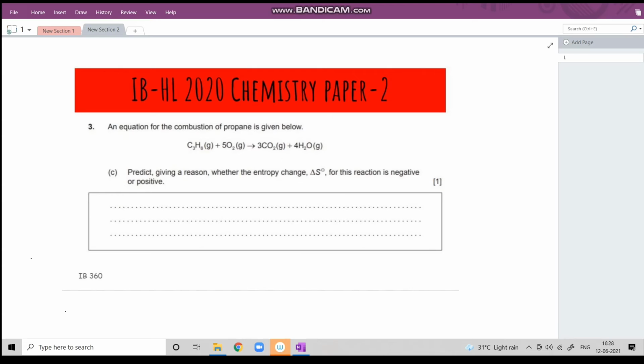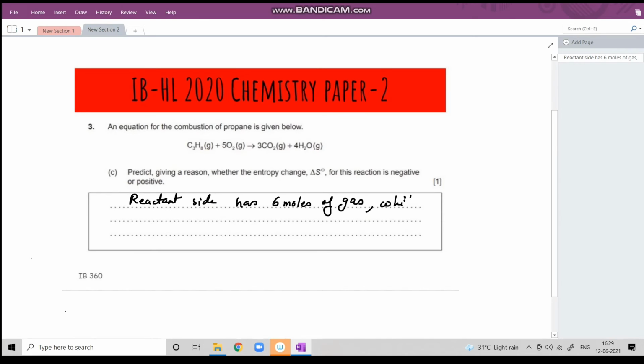Now in this question we have been given the equation of combustion for propane. We need to find out if the entropy change is negative or positive. To check this, it's very easy. Check the number of gaseous moles on the reactant side. On the reactant side you can see there are 5 moles of O2 and 1 mole of propane, so 6 moles of gas.